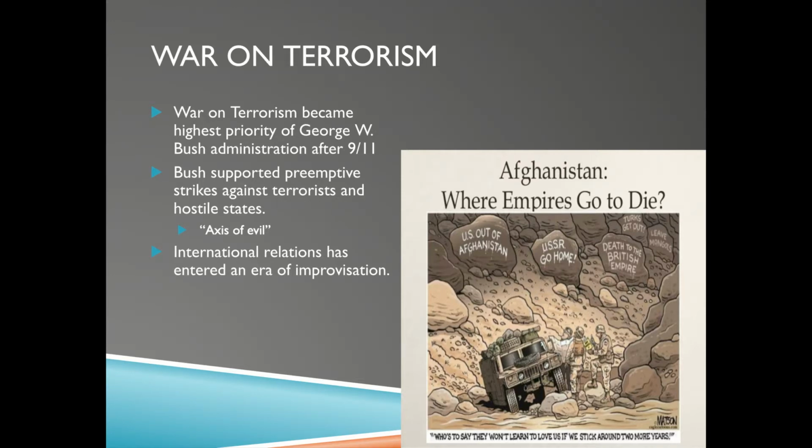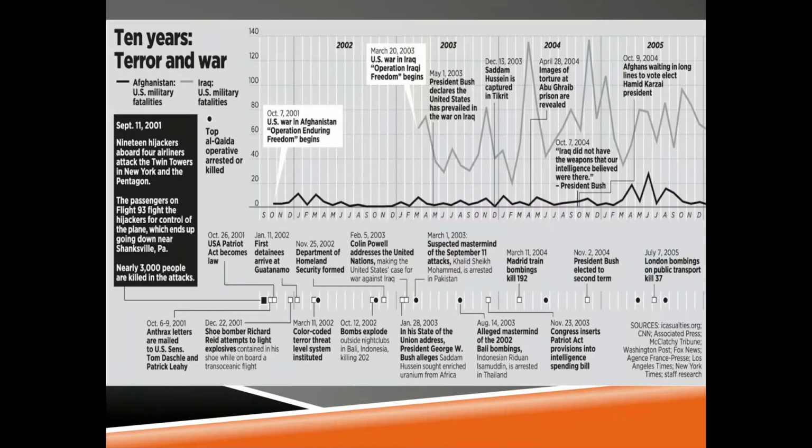International relations entered into an era of improvisation where we didn't really have a strategy. There was no containment or domino theory. It was a lot of shooting from the hip: oh, they might be terrorists, or they're harboring terrorists, let's go get them. And it has led to the situation we are in now, where we have military spread all over the Middle East. We have a lot of countries around the world that do not like us, that think that we are meddling in other countries and governments when we shouldn't be.